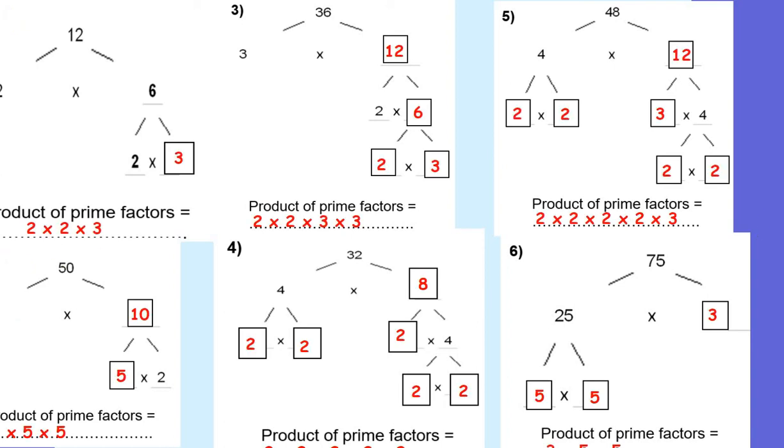Okay, and these are the answers you should have got, Year 9. Please check your work. 50 is 2 times 5 times 5. 32 would have been 2 times 2 times 2 times 2 times 2. 3 times 5 times 5 would give you 75. Please check how you did.